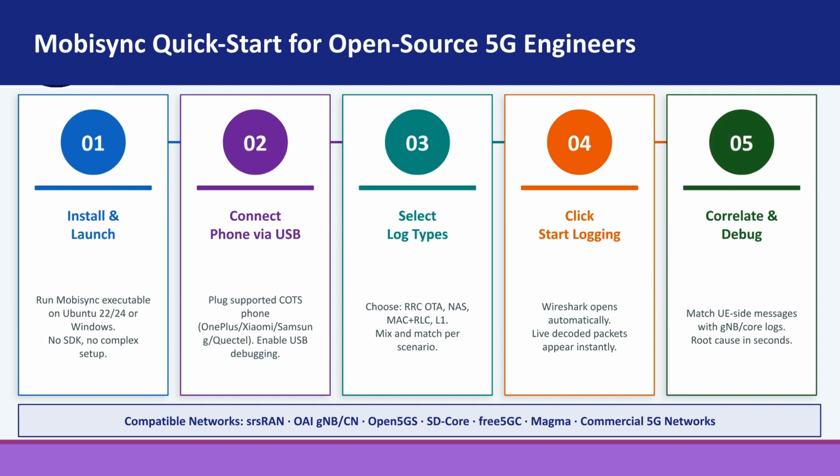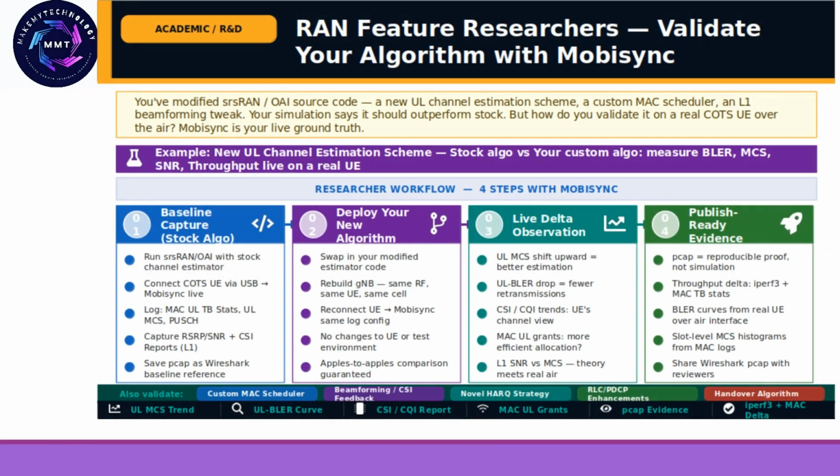Here's a quick start guide for open source 5G engineers. The 5 simple steps are: install and launch, connect your phone via USB, select log types, click Start Logging, and then correlate and debug to find the root cause in seconds. Researchers can validate their RAN feature algorithms using Mobisync.